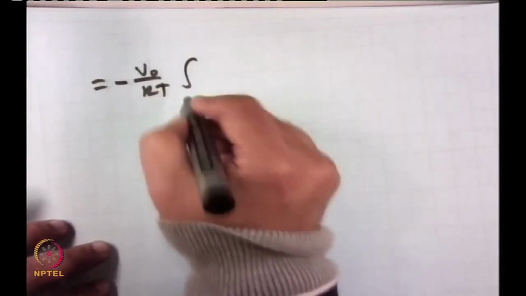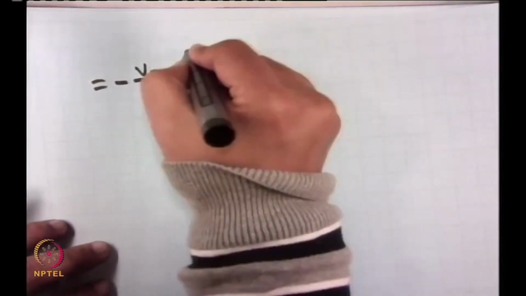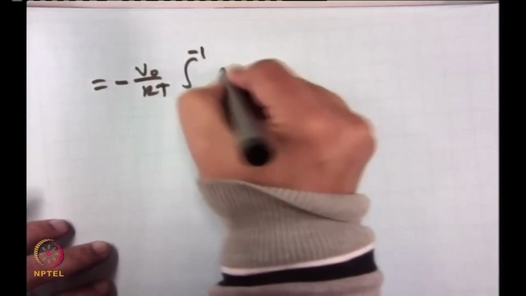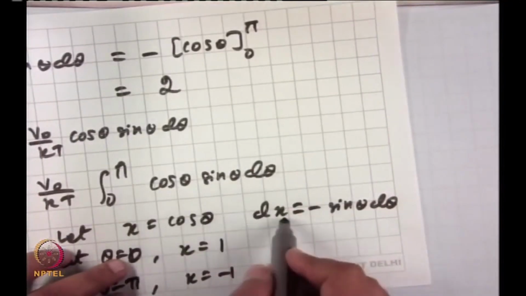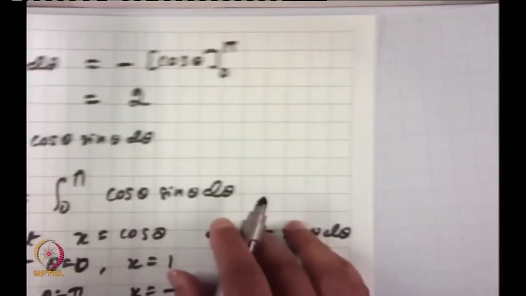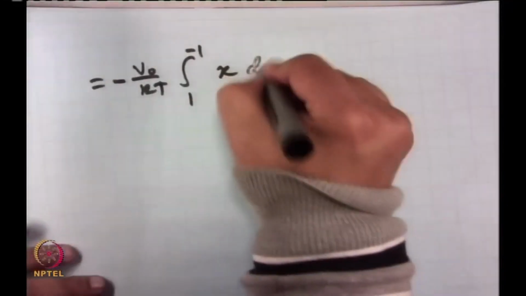Then what do I have? I have 1 to minus 1, I do x. And look at this: sine theta d theta. What is sine theta d theta? This is essentially d of x, right? I already have d of x, so I can put d of x.